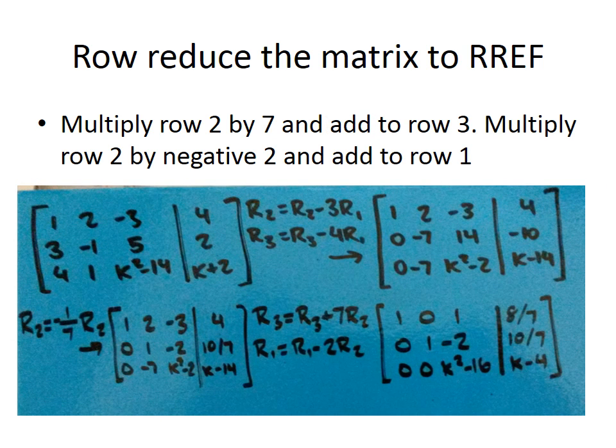So the next two steps of row reducing this matrix to satisfy RREF are to get zeros in column 2 other than the leading 1. I'm going to go ahead and do both of these steps in one just to make it a little faster and because neither equation affects the other. So to get a 0 in row 3, column 2, multiply row 2 by 7 and add this to row 3. To get a 0 in row 1, column 2, multiply row 2 by negative 2 and add this to row 1.